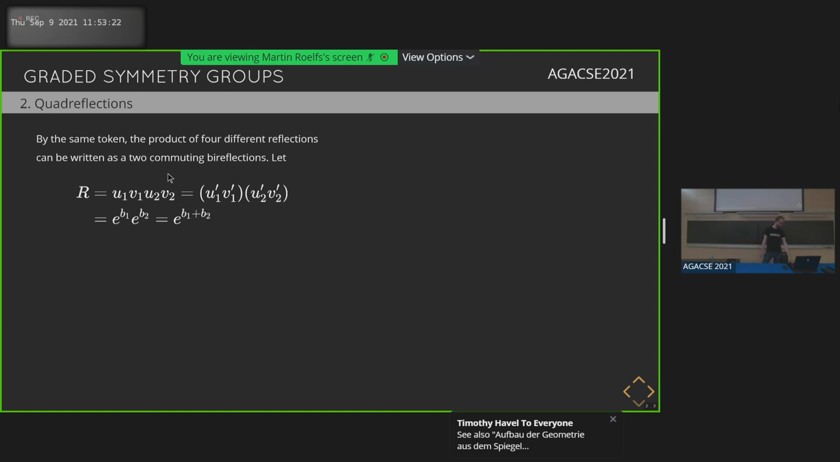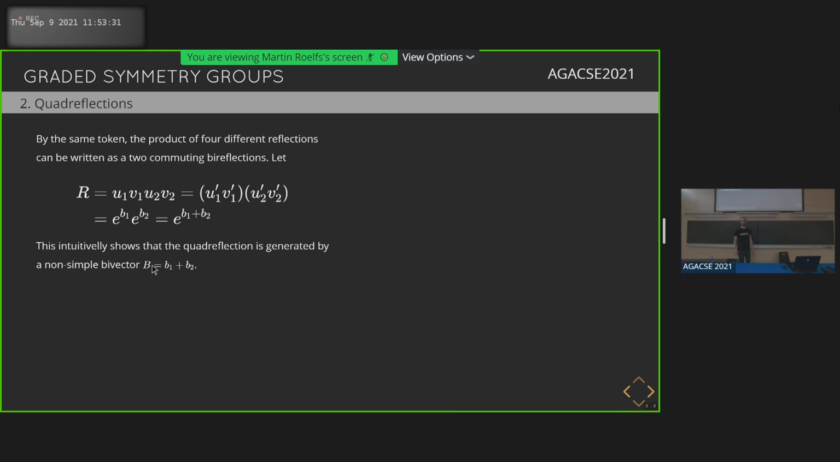No Baker-Campbell-Hausdorff anymore. So this intuitively shows that this quad reflection is generated by a non-simple bifactor B, where capital B is b1 plus b2. And that raises one more point. It is non-simple because if you square it, you find b1 squared plus b2 squared, which is a scalar quantity. But this term here, b1 times b2, those are two simple orthogonal bivectors. So that doesn't change, and that stays a quad factor. Hence it is non-simple.